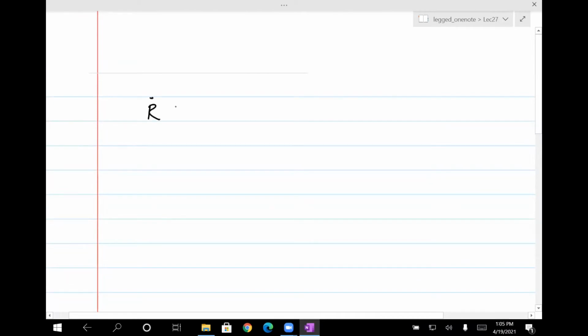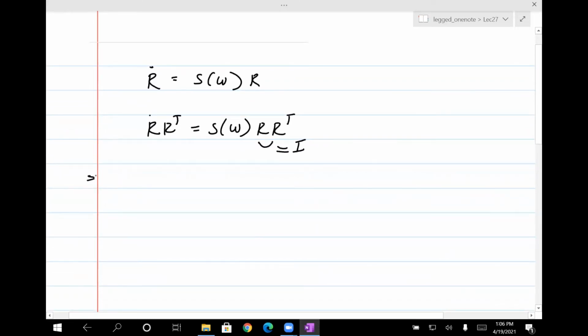So R dot equals S of omega times R. Since we're interested in S of omega, we have to post-multiply with R transpose. Let me just do that here. R dot R transpose is S of omega R times R transpose, but R times R transpose is identity. And so we can write S of omega equals R dot times R transpose.